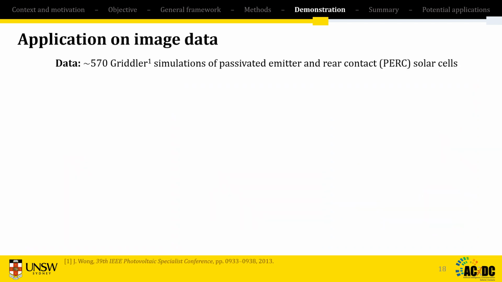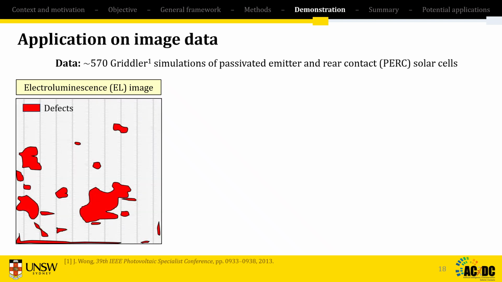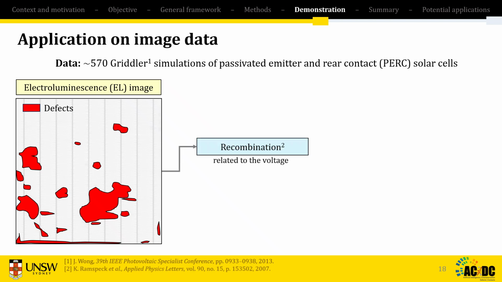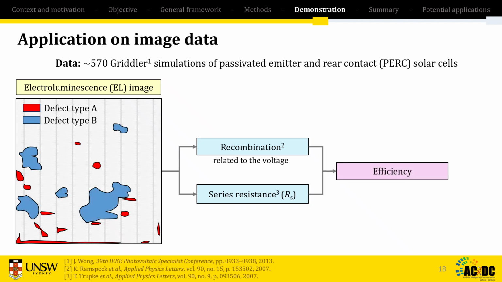So let's look at another interesting application, this time for image data. Here we use 570 simulations of Berg cells. This is an example of a simulated electroluminescence (EL) image. Dark regions in this image represent defects that are either related to recombination, linked to voltage, or series resistance, RS. Both of these parameters affect the efficiency, but separating these two types of defects is challenging.